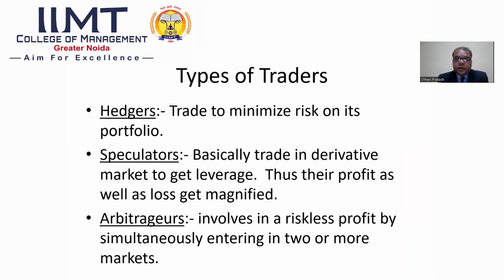Now let us talk about types of traders in the derivatives market. There are three kinds of traders in the derivatives market: hedgers, speculators, and arbitrageurs. Let's talk about hedgers first. Hedgers are those people who want to hedge their current position, that is the position that they have in a cash asset. Suppose they are owning some asset, so they want to hedge that asset price from a future fall or future crash in the price. So hedgers want to hedge their risk.